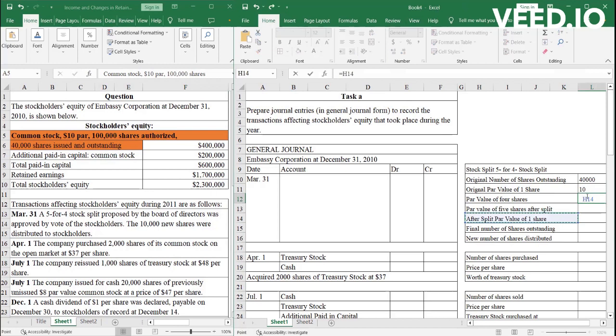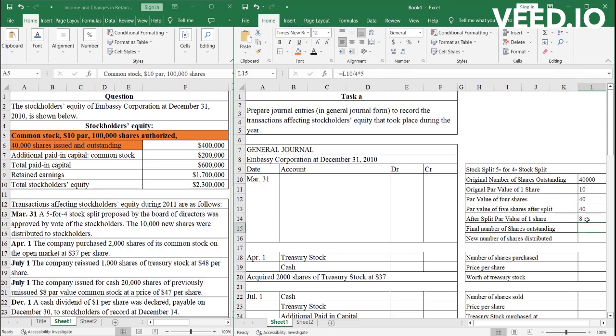For 4 shares, the company will have the par value of 40, 4 times 10. Now what about the 5 new shares that they are issuing? The par value for these 5 shares, the new shares that will be issued after the split, would be the same, 40. So the par value is constant for the 4 shares before the split and 5 shares after the split. What changed was the number of shares. So what is the par value of 1 share after the split? The par value of 5 shares after the split is 40, so the par value of 1 share would be 40 divided by 5, which is 8.